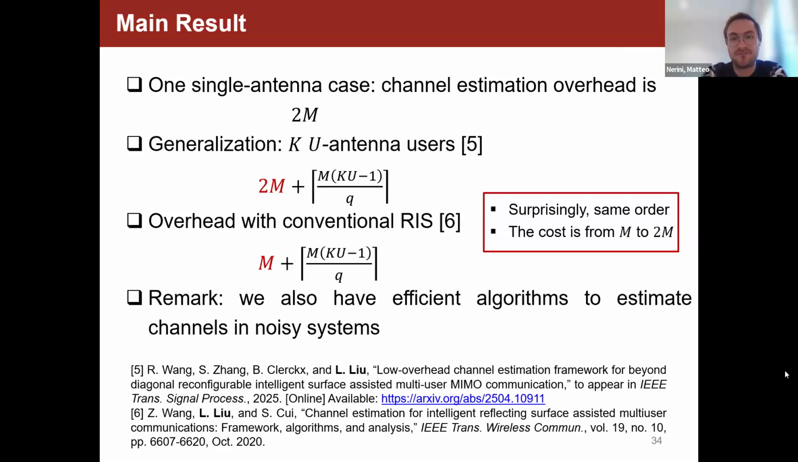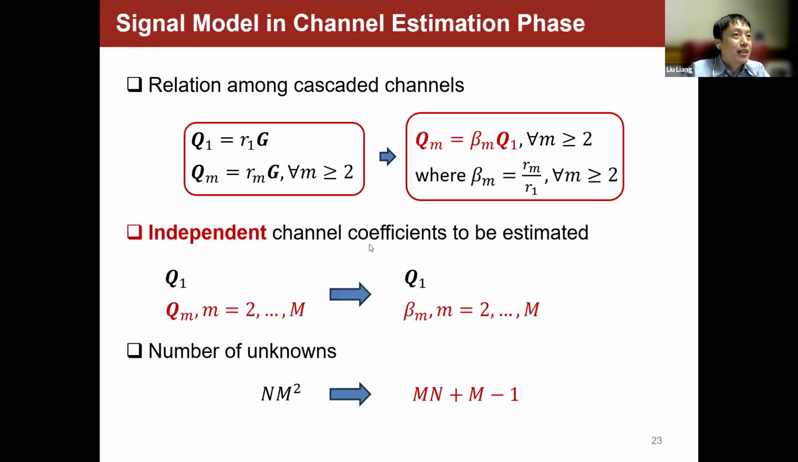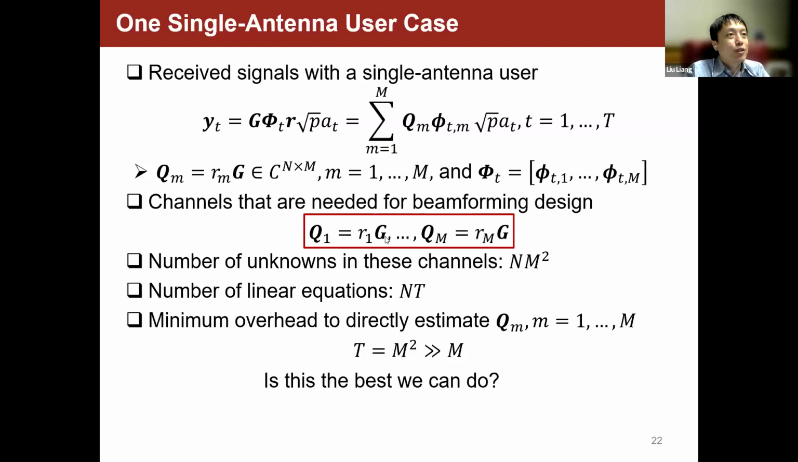Have you considered group connected architecture? Yes, I have. We have just submitted a letter to consider group connected architecture. We have good news and bad news. The good news is that this kind of property I showed you can still be used for group connected BD-RIS. We can still use this property to reduce the channel estimation overhead. We can propose some algorithm.